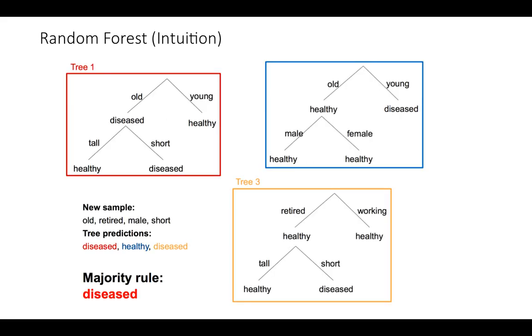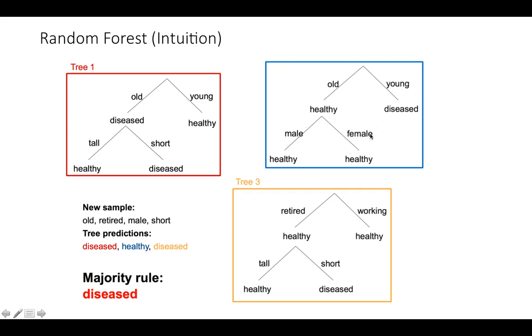And there is a reason why random forest works. For instance, in tree 1, you have this division, let's say old, young, diseased, tall and short, and you're trying to classify someone as healthy or diseased. The tree would be like this. And then another tree could be based on old, young, and male and female. This is another feature, gender.